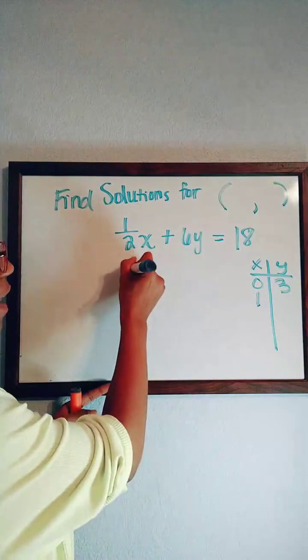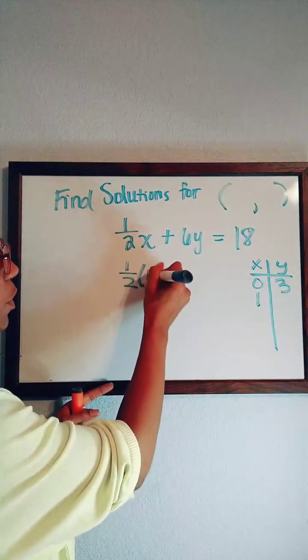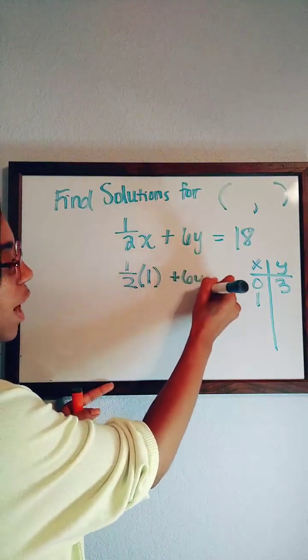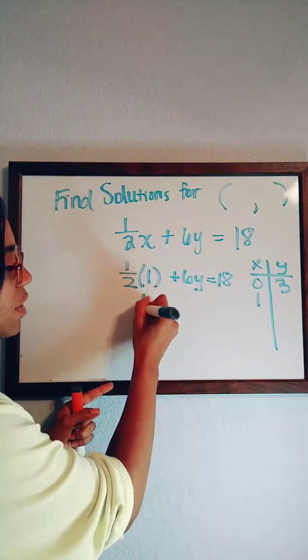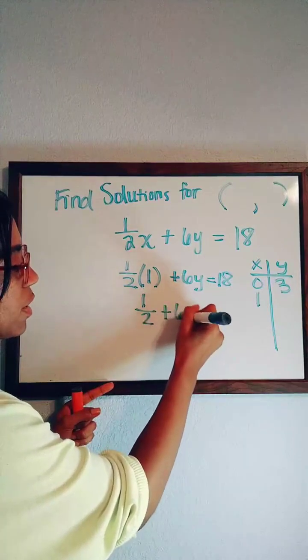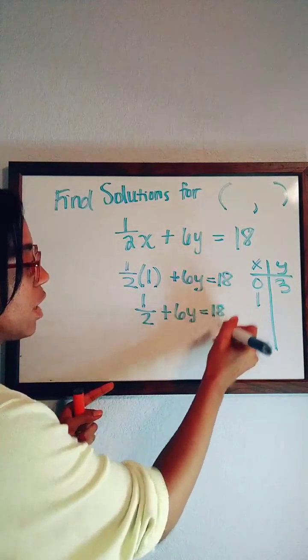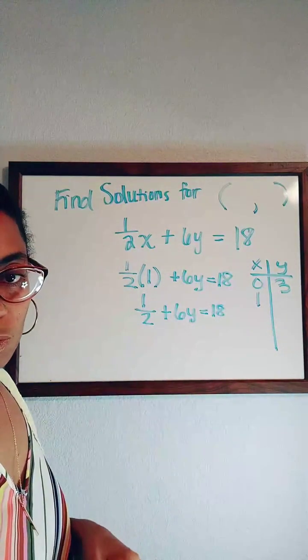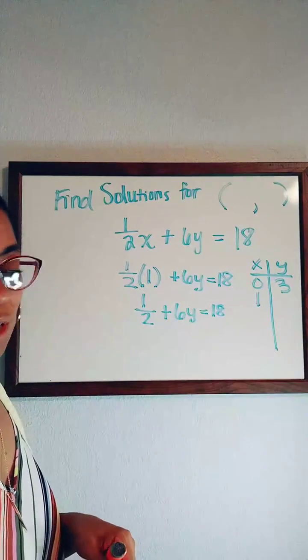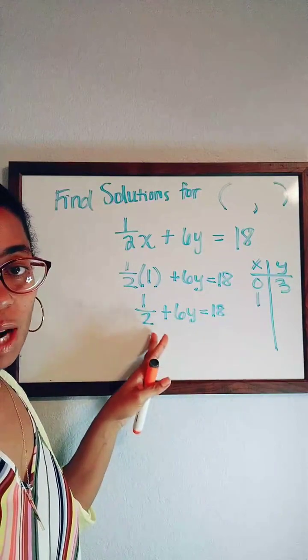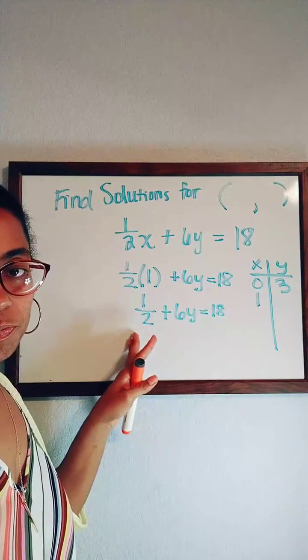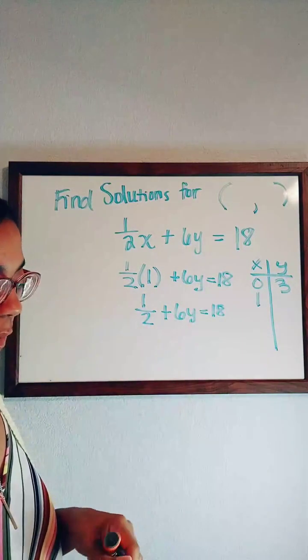All right, so wherever I have an x, I'm going to replace that with a 1. Plus 6y is equal to 18. Now 1/2 times 1 is 1/2, plus 6y is equal to 18. What do I need to do now? Since I have a fraction, I have to get my y by itself. What do I need to do from this point?